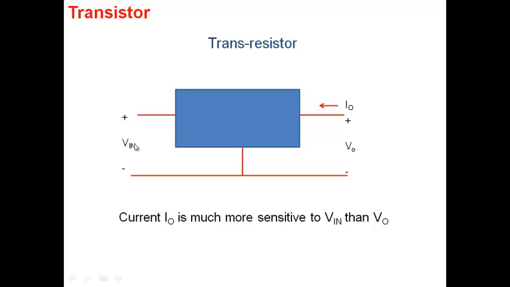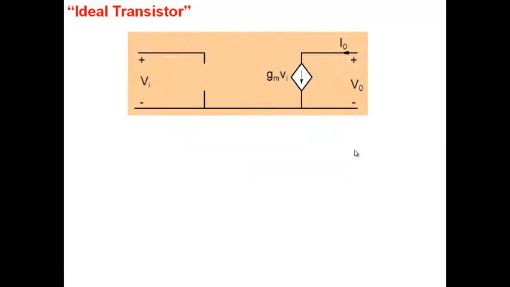Ideally, I naught would respond to V in only and will not respond to V naught. It's independent of V naught. That's what we are looking for in a transistor. And so the ideal transistor, in some sense, is given over here. The output responds to input voltage, GMVI, and we call it GM because the current is related to voltage applied across a separate pair of terminals. It only responds to input voltage, and is independent of output voltage. When you look at it from the input side, the applied voltage goes into your transistor and affects only the output current. There's hardly any input current.